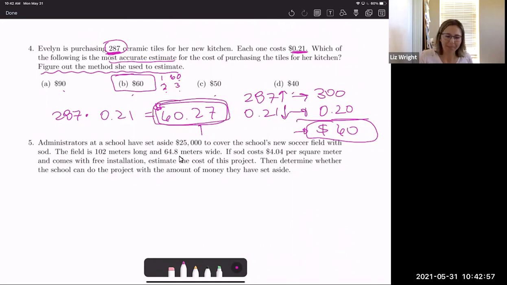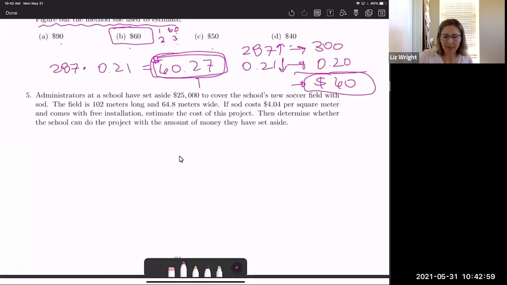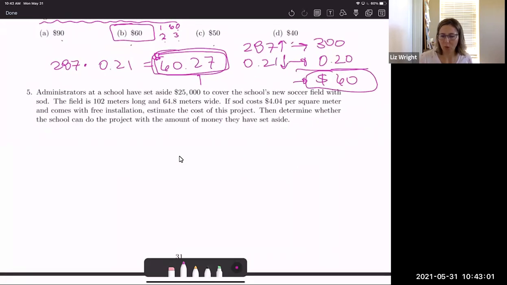Oh, excuse me. Okay, so let's look at the next one. Administrators at a school have set aside $25,000 to cover the school's new soccer field with sod. The field is 102 meters long and 64.5 meters wide.